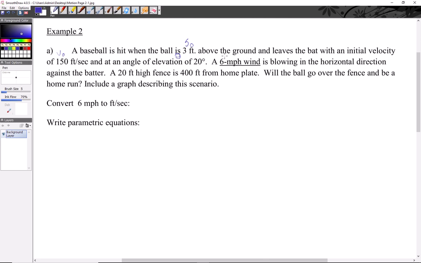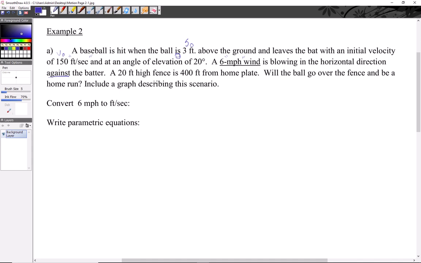But keep in mind that that is miles per hour, and over here we have feet per second. So we have units that are not compatible, and we're going to have to do a little bit of a conversion. It's against the batter, so whatever we come up with in feet per second, we're going to be subtracting it. There's a 20-foot high fence 400 feet from home plate. Will the ball go over the fence and be a home run? And they want us to do a graph describing this scenario.